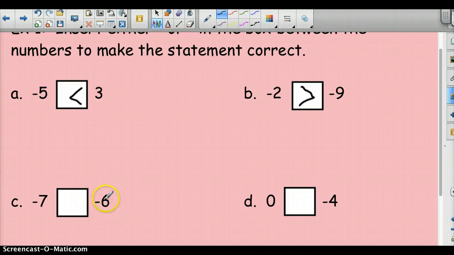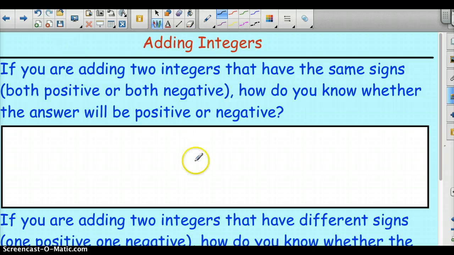Between -7 and -6, 7 is the bigger number, and it's negative, so it's the bigger negative, making it smaller. That's why -6 is greater than -7, and -7 is less than -6. Finally, between 0 and -4, 0 is neutral, and -4 is negative, so 0's got to be bigger than -4. Just basic stuff, guys. Hopefully that went well.